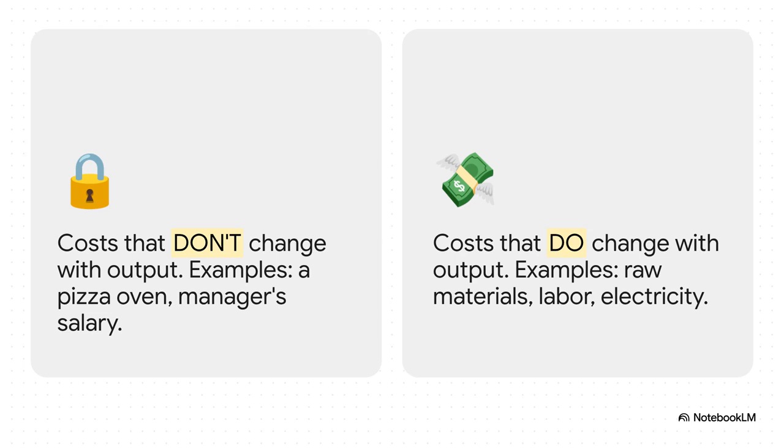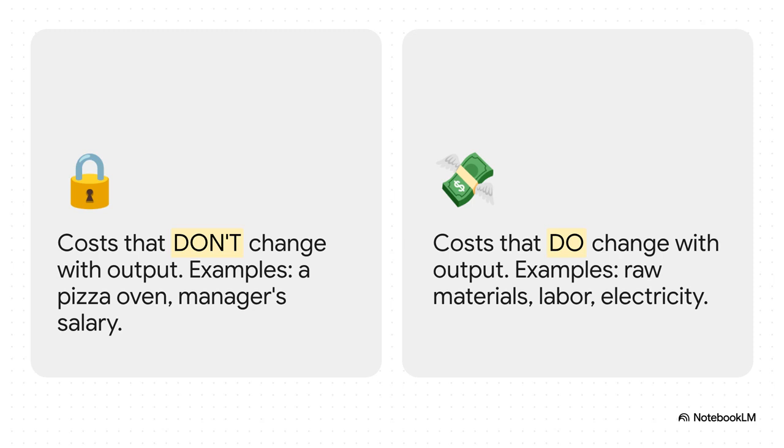Well, on one side, you've got fixed costs. These are the costs that just don't change no matter how much you produce. Think about it. The rent for your pizza shop, your manager's salary, that giant pizza oven in the back. You're paying for all that stuff whether you sell one pizza or 1,000 of them.